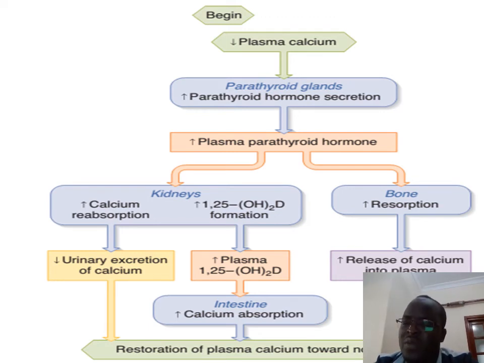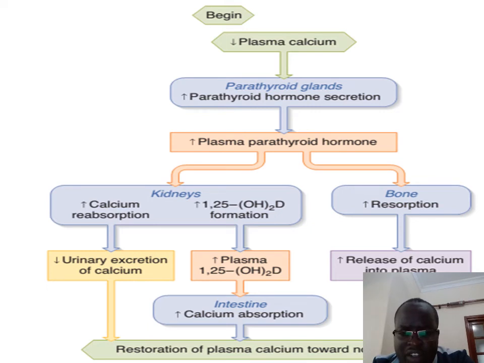So less IP3 means you're not going to mobilize as much calcium from the endoplasmic reticulum. Less calcium will now increase the secretion of parathyroid hormone. It's the opposite: if you have less calcium in the intracellular space of these cells, especially the chief cells, then you have more secretion of parathyroid hormone. If the concentration of calcium is increasing, it will inhibit the secretion of parathyroid hormone. So you need to understand the two mechanisms. So here you have more secretion of parathyroid hormone.